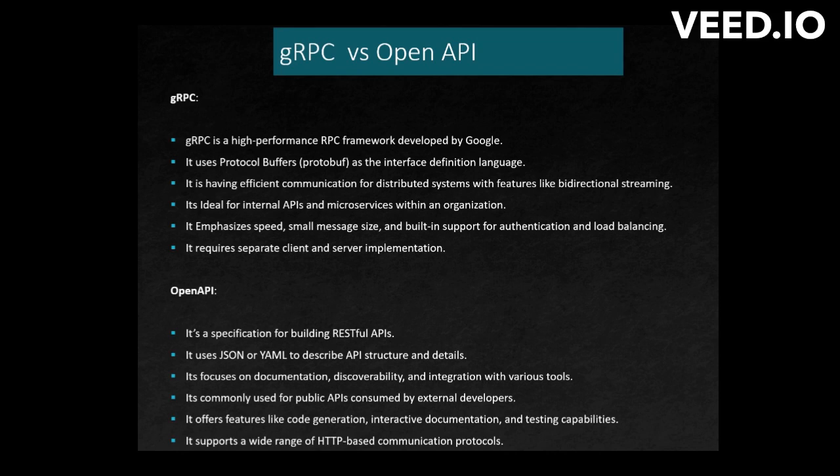gRPC is a high-performance RPC framework developed by Google. It uses Protocol Buffers (protobuf) as the interface definition language. It enables efficient communication for distributed systems with features like bidirectional streaming.